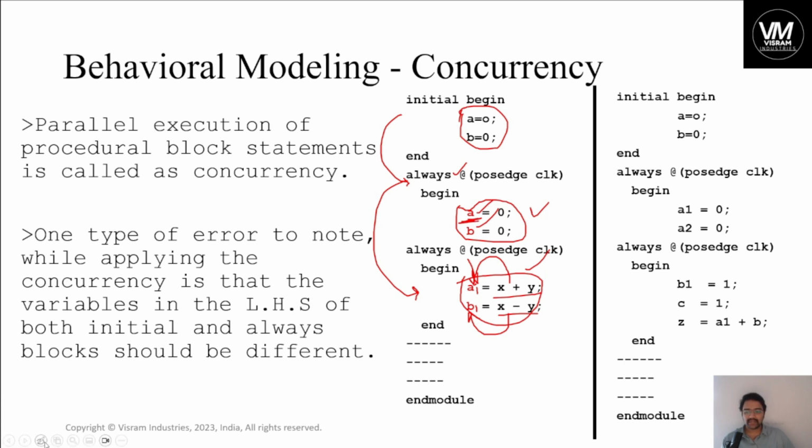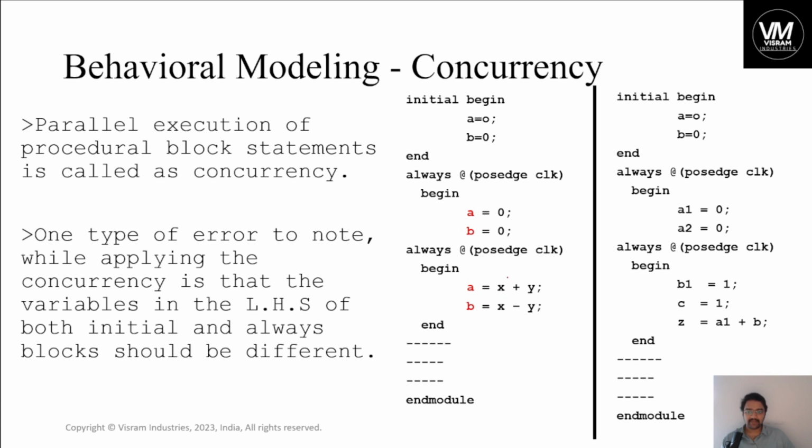Understood guys? So that error you should be eliminating. The LHS of both the initial and always block should be different. That's what it says. The initial block starts from here, and the always block begins from here, and for all these things you need to end at one point, that is end. So this is a sample program. I have just given an example of it.